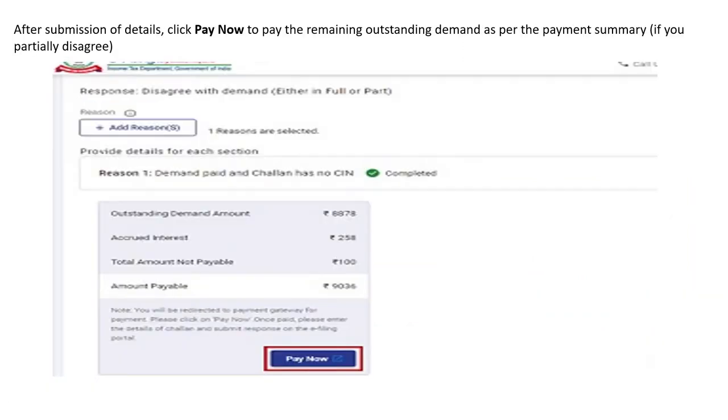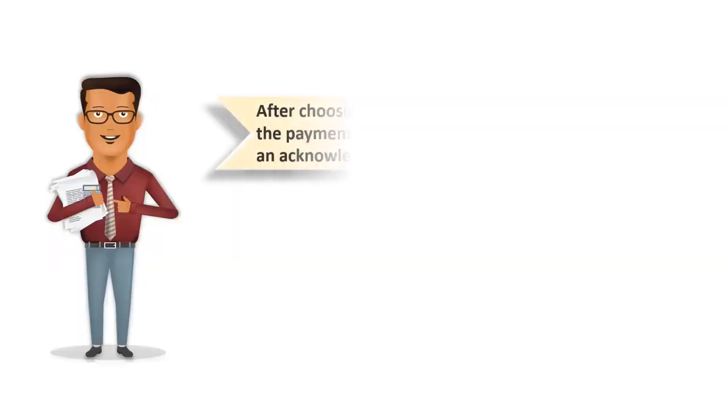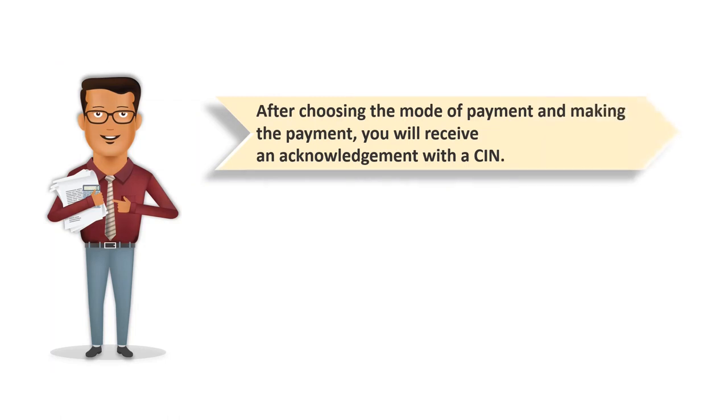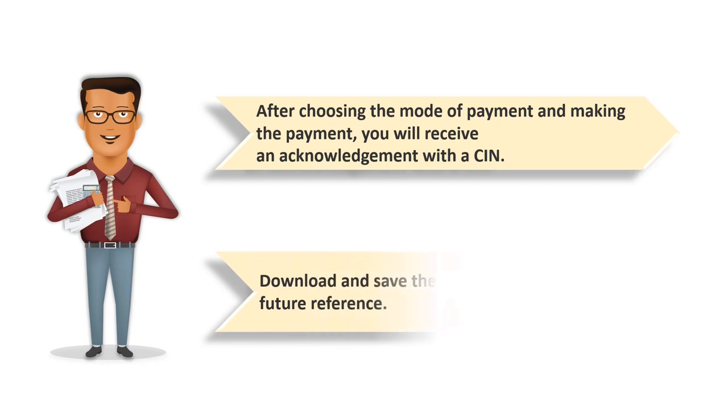You would be able to see the payment summary. You can click on Pay Now to make the payment of the balance demand amount. Once again, you will be redirected to the e-Pay Tax functionality where you would be required to select the mode of payment and then make the payment. After making the payment, you will receive an acknowledgement with a challan identification number. You can download and save the acknowledgement for future reference.